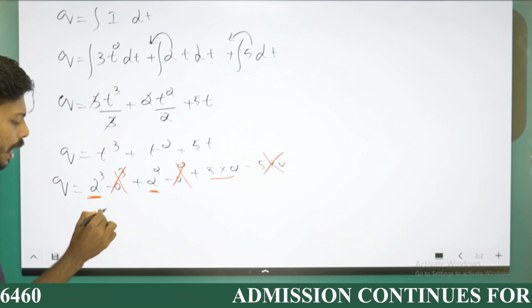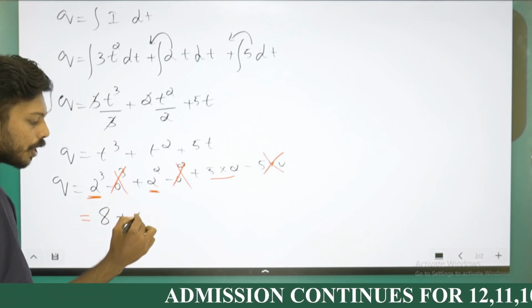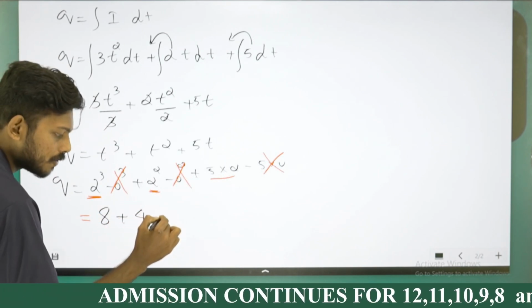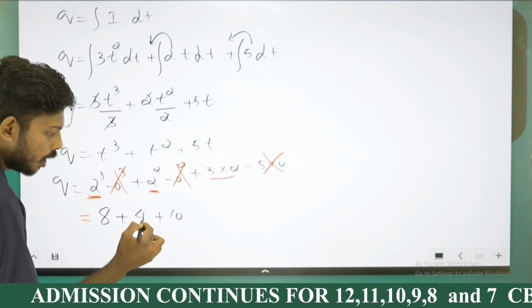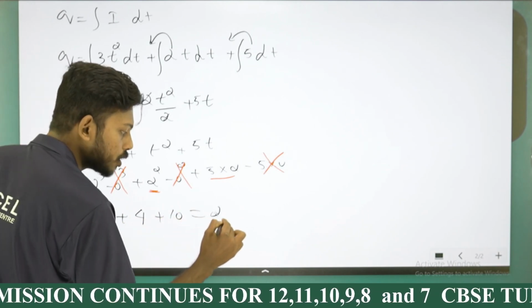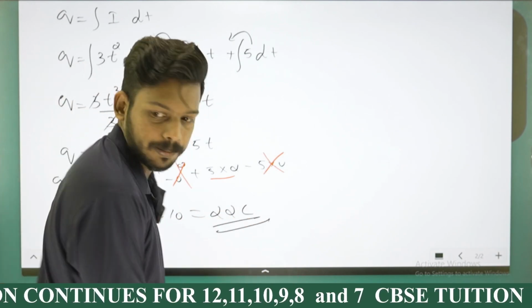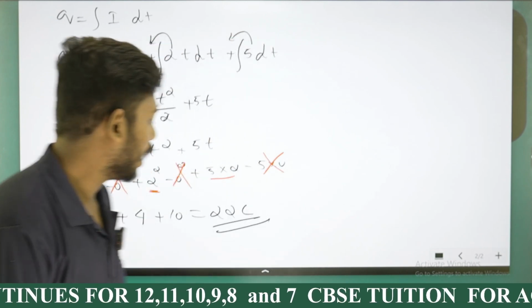2 cube gives 8. 2 square gives 4. 5 into 2 gives 10. So 10 plus 4, 14. 14 plus 8, 22. So the answer should be 22 coulomb. The answer should be something like 22 coulomb.